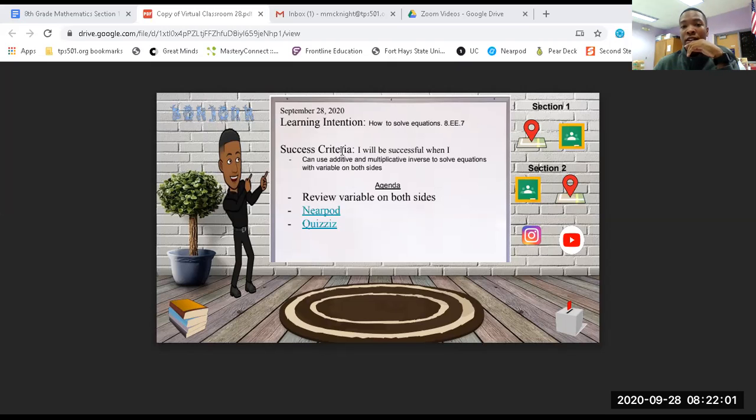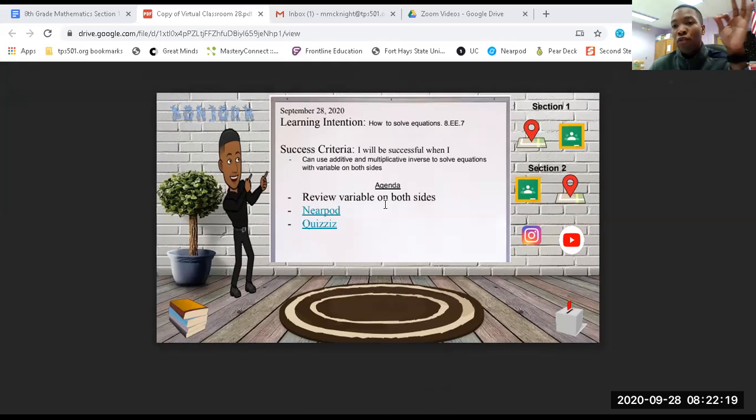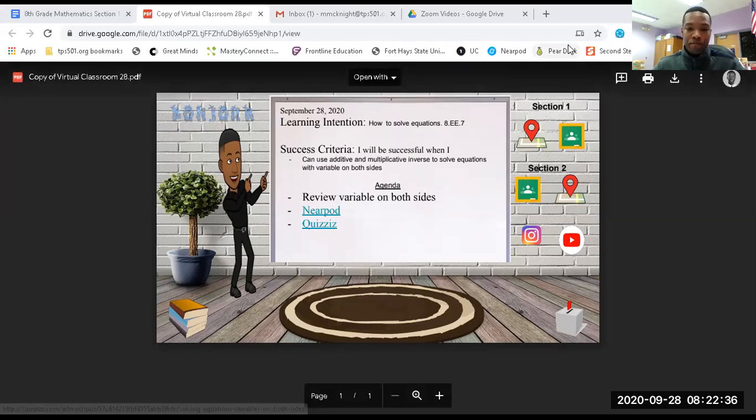All right, so our success criteria states that I will be successful when I can use the additive and multiplicative inverse to solve equations with variables on both sides. And then for today, our agenda is we're going to do three things. The first one, we're going to review variables on both sides. I'm going to go through it with us, and we're going to try and make it a little bit interactive. And then we're going to do a little Nearpod thing, which we've been doing, again, to make it a little bit interactive. And then we're going to do something that's not a quiz. It's just that the platform is called quizzes.